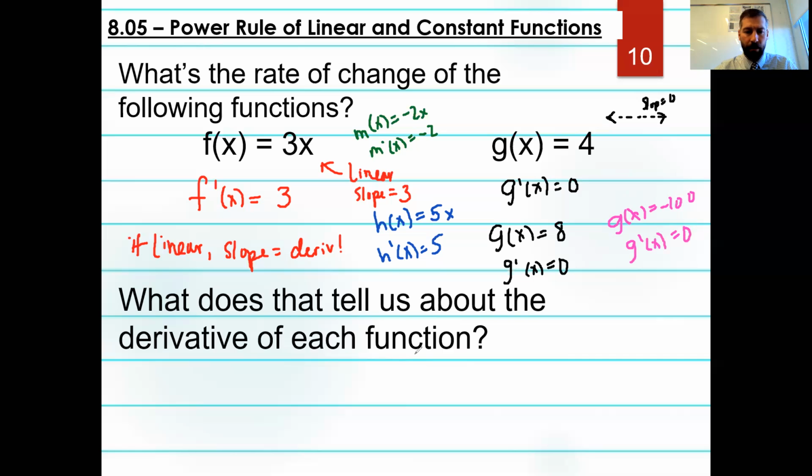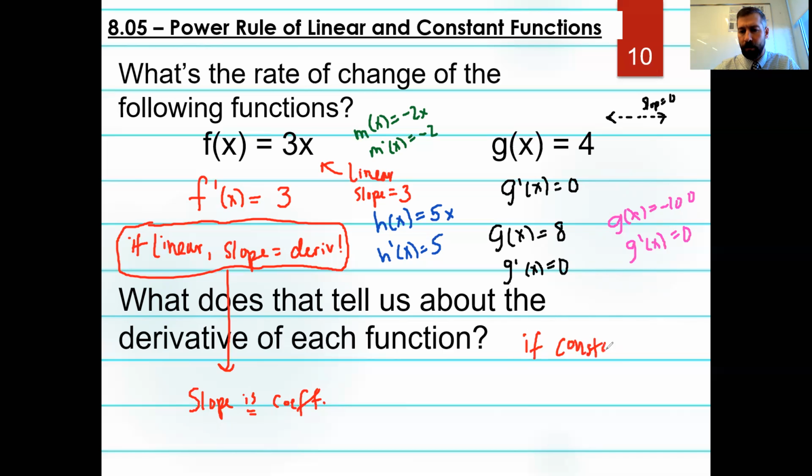So a couple of stamps here. A couple of stamps that I want us to know. Number 1, I already wrote down. If it's linear, the slope is equal to the derivative. Basically, the slope is the coefficient. The x disappears. If constant, and I'm just going to put in parentheses here, no x, then the derivative equals 0 always.